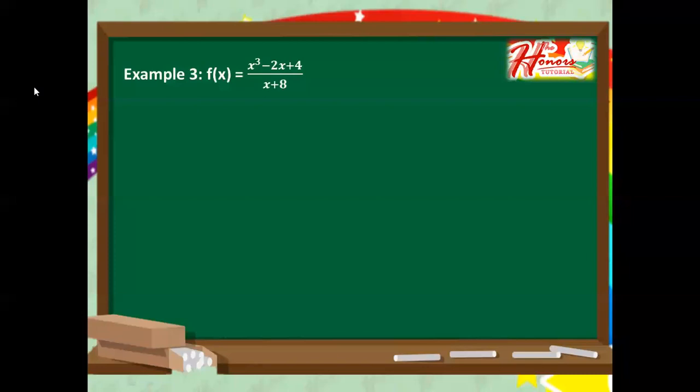And lastly, n is 3, m is 1. Though it is invisible, but it is there, it's 1. We can say that n is greater than m. Therefore, no horizontal asymptote.